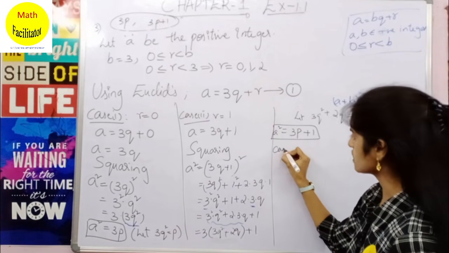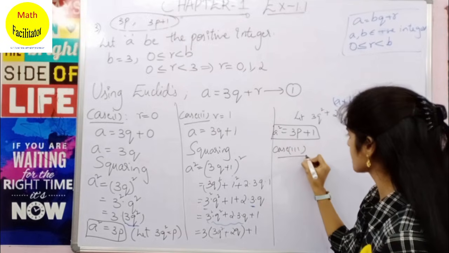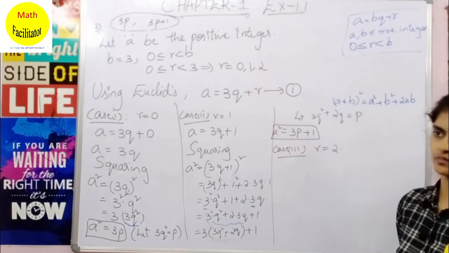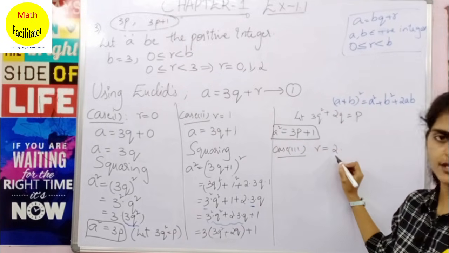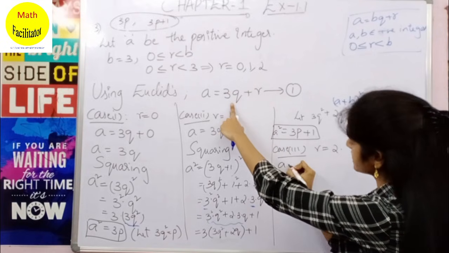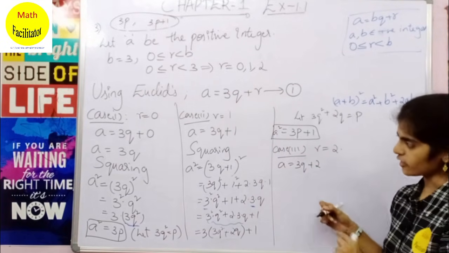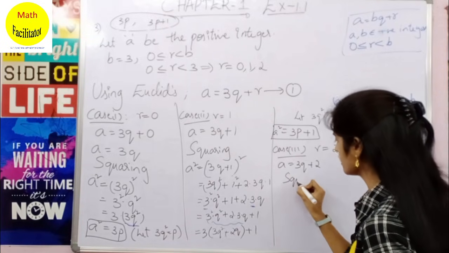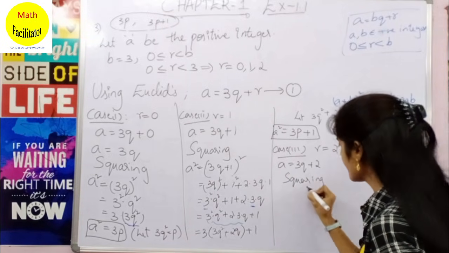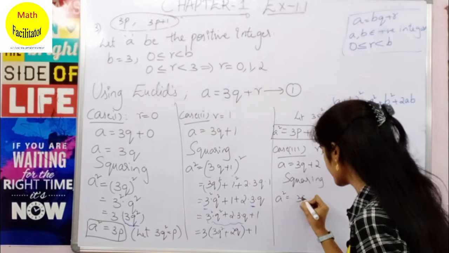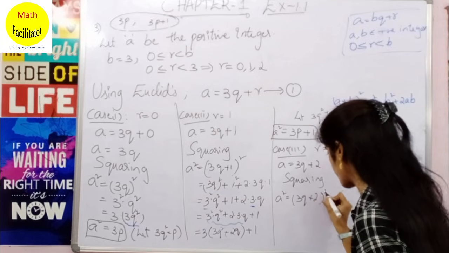Now the last case is r equal to 2. So let us take case 3 when r equal to 2. Okay, so when r is 2, now this becomes a is equal to 3q plus 2. Now you have to square. Now squaring on both the sides, what will you get? A square is equal to 3q plus 2 whole square.